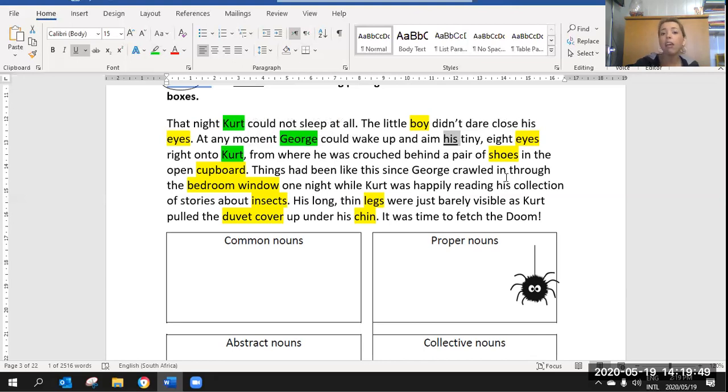It is, in fact, a pronoun. So I did not expect you to necessarily circle "his" in this piece, because I didn't ask you to identify pronouns. But just so you remember, in that sentence, instead of saying "at any moment, George could wake up and aim George's tiny eyes," we use the word "his" in the place of the proper noun, and then we call it a pronoun.